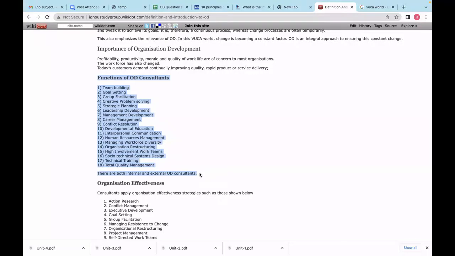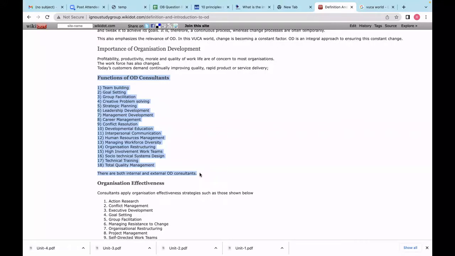So typically what these consultants do: every part of the organization that you would have read in OB, whatever you remember, all the headings of the units will fall under functions. Leadership development. So they will tell leaders how exactly they need to behave. They will develop leaders. They will have strategic planning. They will have creative problem solving. They do team building. They do goal setting. They do organization restructuring. They create high involvement work teams. They do technical training. They do total quality management.